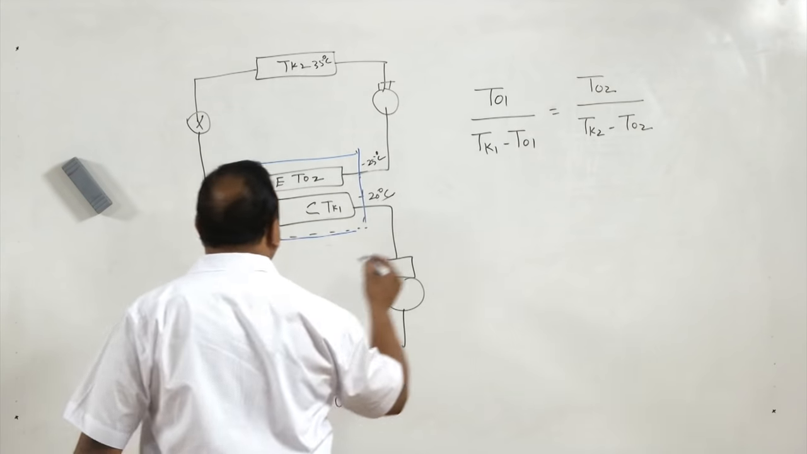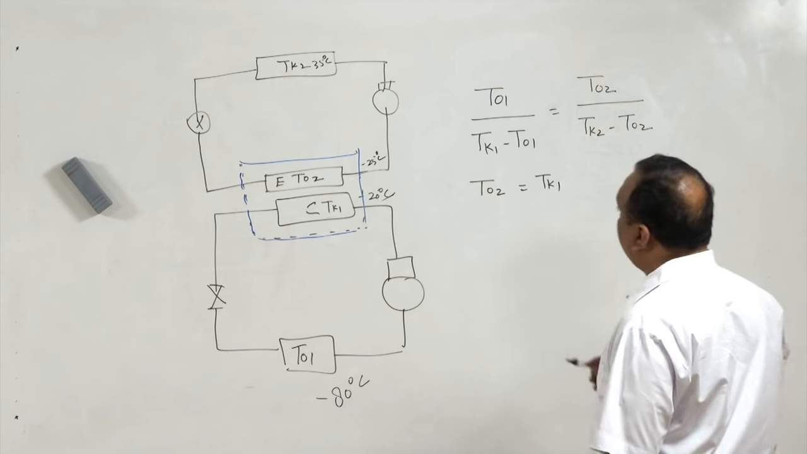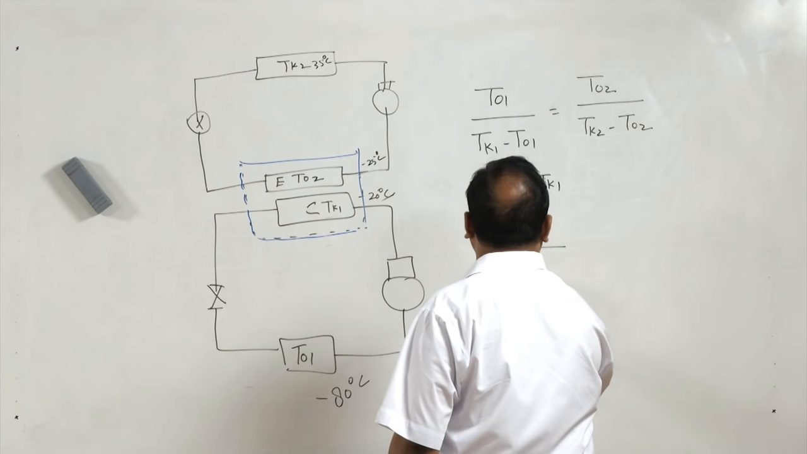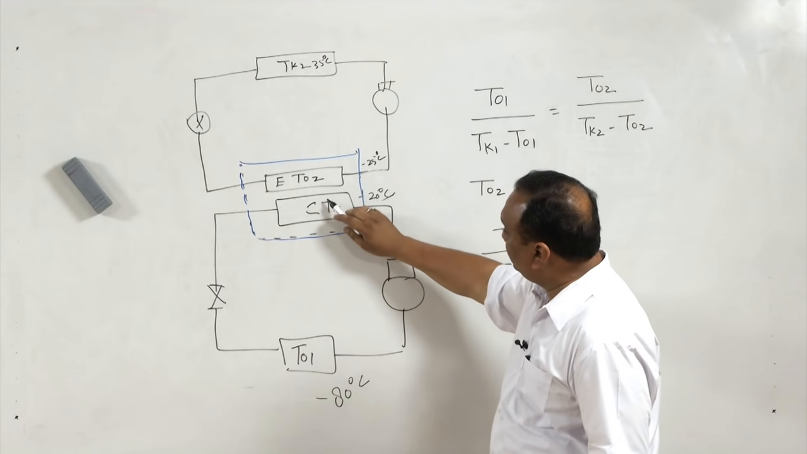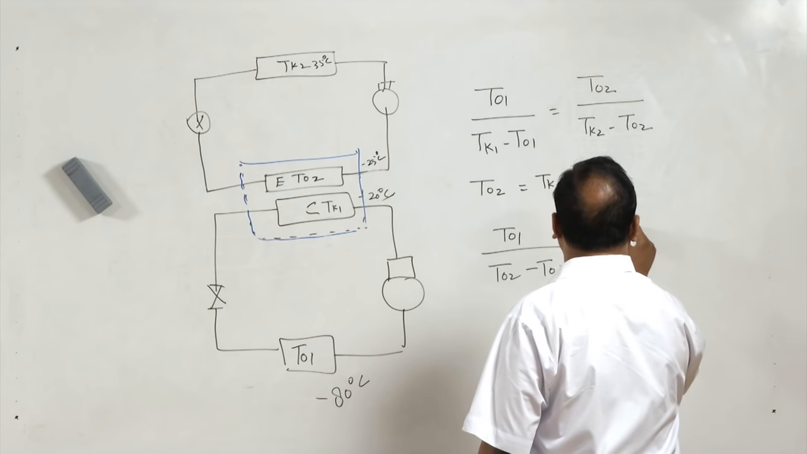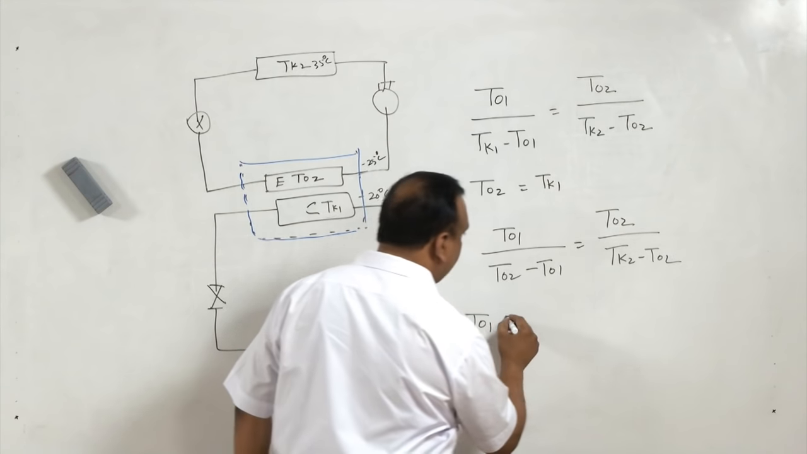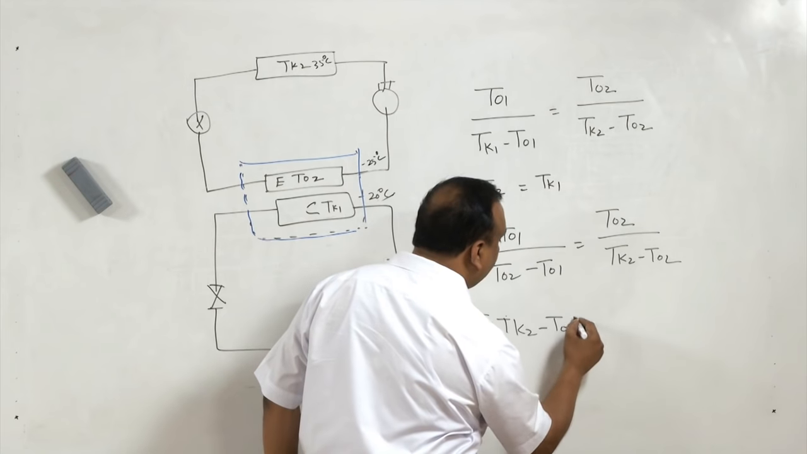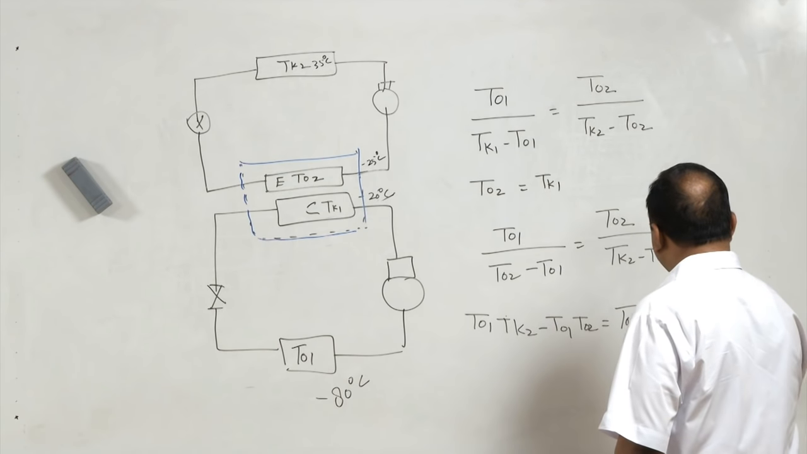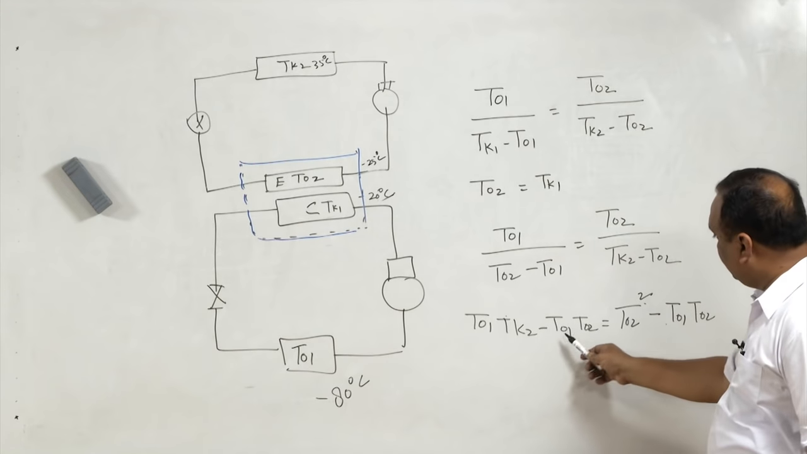Now, in the ideal case, we assume that TO2 is equal to TK1. If we assume TO2 is equal to TK1, then in TO1 divided by TK1 minus TO1, this TK1 is replaced by TO2. So, TO1 divided by TO2 minus TO1 is equal to TO2 divided by TK2 minus TO2. Now, we cross multiply: TO1 TK2 minus TO1 TO2 is equal to TO2 square minus TO1 TO2. We have just simply cross multiplied this.